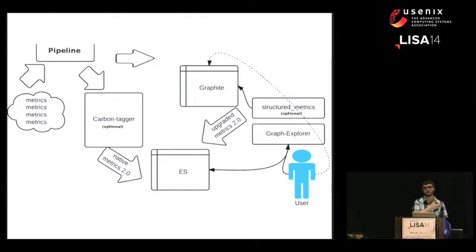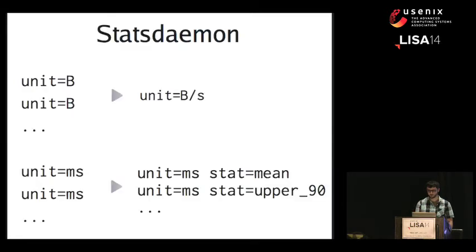You could make it a little more interesting. If you use a pipeline like Kafka or Rabbit or Carbon Relay NG, then you can hook in Carbon Tagger, which parses your metrics in real time and updates your database in real time. And then as an end user, you will use something like the Graph Explorer dashboard, which I'll go over next, which uses both the Elasticsearch metadata store and the Graphite time series database.